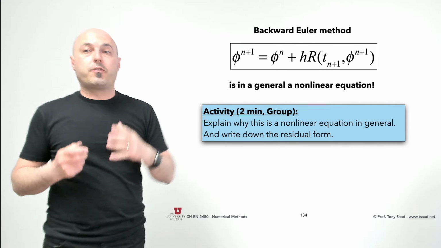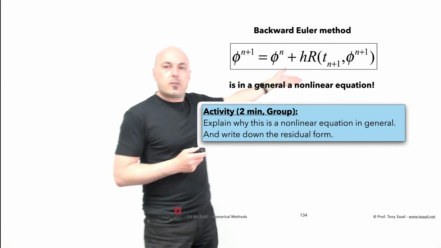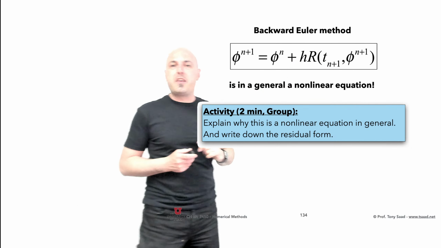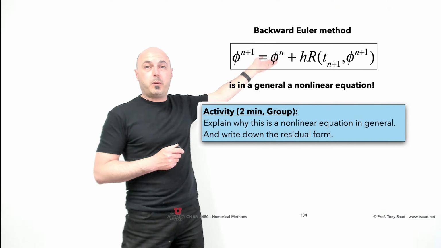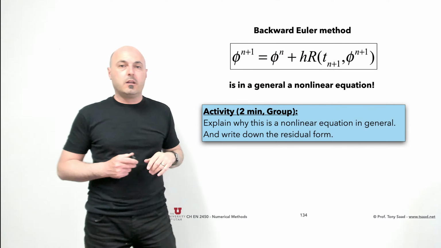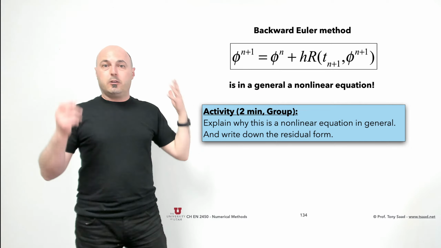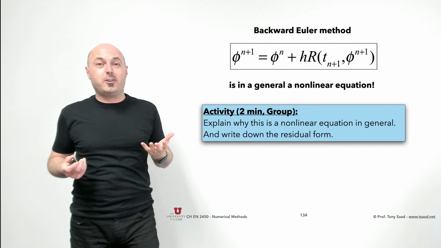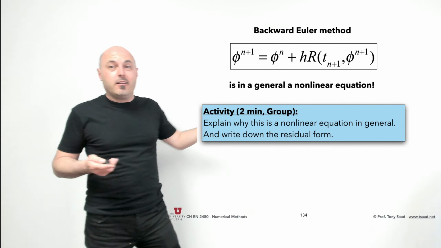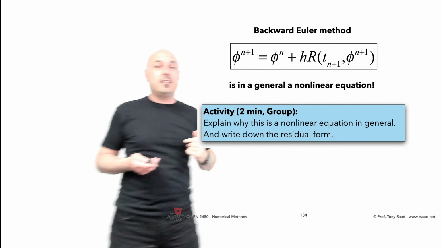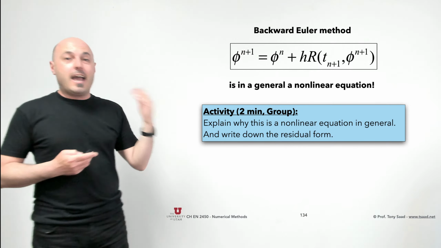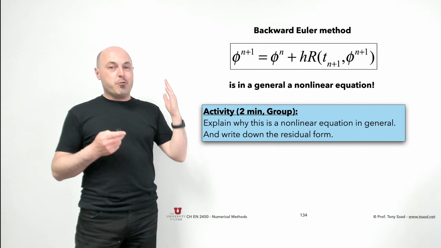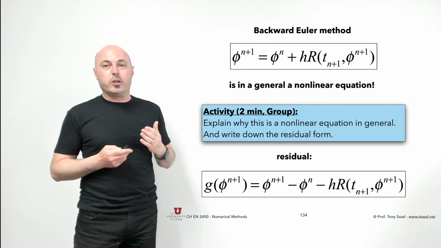Now that you've thought about it, this right-hand side could be anything. What if it's cosine phi? Then you would have phi n plus 1 is equal to phi n plus delta t cosine phi n plus 1. You have phi n plus 1, phi n plus 1. You have a cosine. It's a nonlinear equation. In general, you have no control what the right-hand side is. It doesn't have to be linear in phi, it can be nonlinear in phi. And anytime you have an implicit method, you might end up with a nonlinear equation.